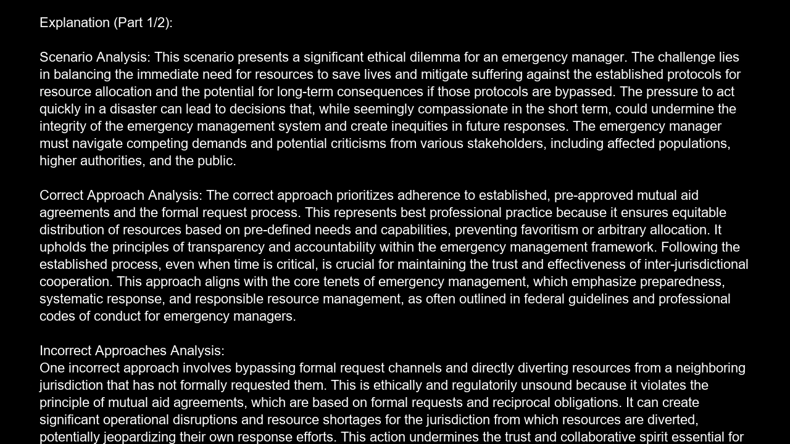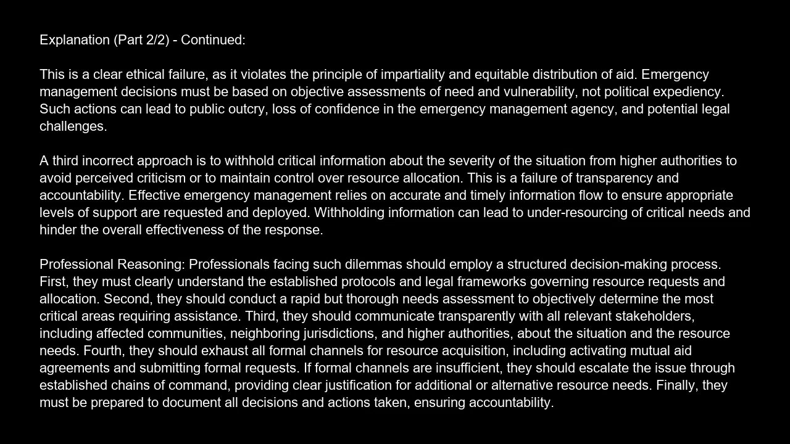Another incorrect approach is to prioritize the needs of a politically influential community over other equally or more severely impacted areas within the same jurisdiction, based on informal pressure. This is a clear ethical failure, as it violates the principle of impartiality and equitable distribution of aid. Emergency management decisions must be based on objective assessments of need and vulnerability, not political expediency. Such actions can lead to public outcry, loss of confidence in the emergency management agency, and potential legal challenges.